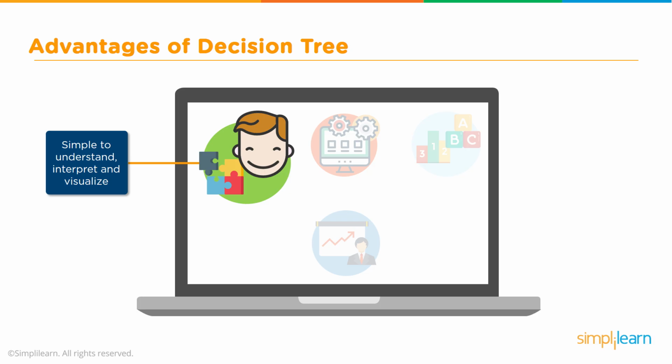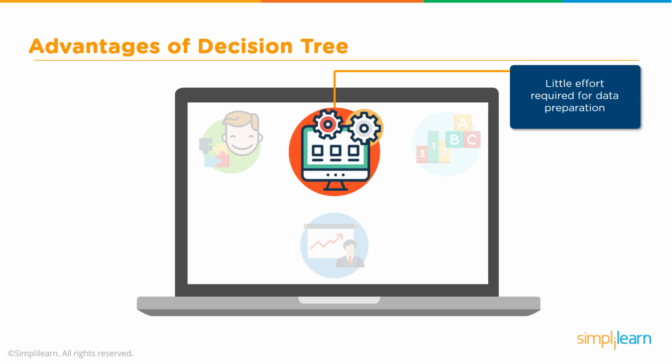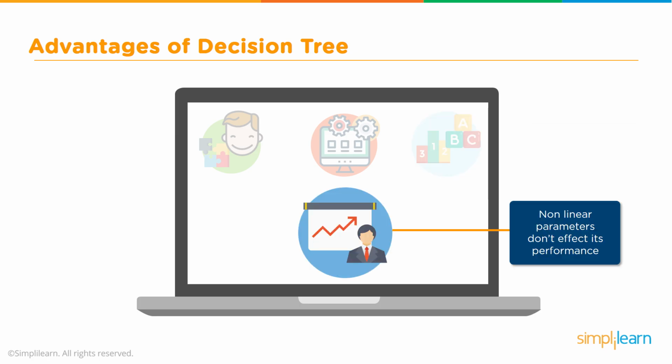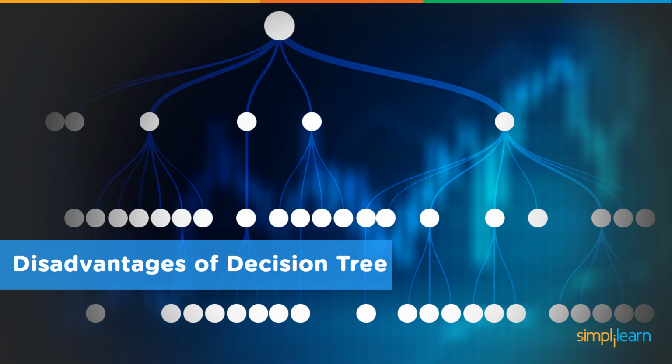It really shines here because you can see exactly what's going on in a decision tree. Little effort is required for data preparation, so you don't have to do special scaling. There's a lot of things you don't have to worry about when using a decision tree. It can handle both numerical and categorical data, as we discovered earlier, and nonlinear parameters don't affect its performance. So even if the data doesn't fit an easy curved graph, you can still use it to create an effective decision or prediction.